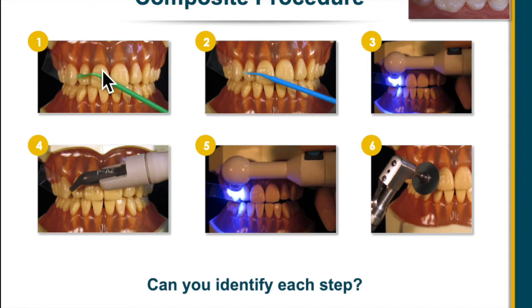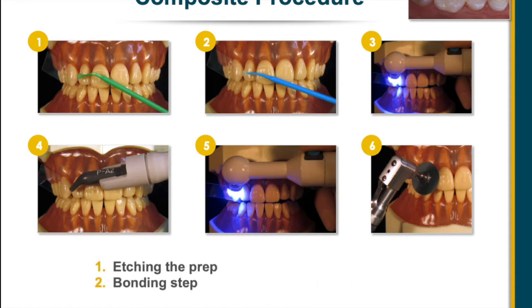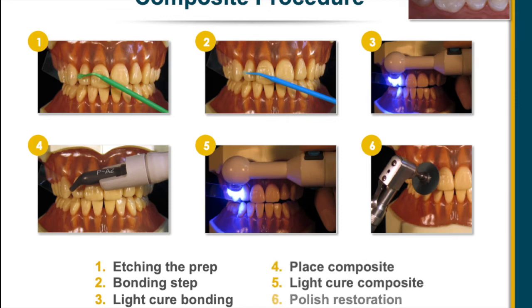So this would be etch, bond, cure, composite, cure, finish, and polish. Etch the prep, bond, light cure, place the composite, light cure the composite, and polish the restoration.